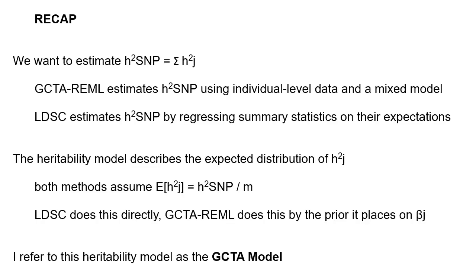So to summarise, there's two main approaches for estimating SNP heritability, GCTA and LD score regression. The main difference of these two methods is that GCTA requires individual level data, whereas LD score regression requires only summary statistics. But also, the main similarity is that both methods assume the same heritability model. In particular, they both assume that each SNP is expected to contribute equally towards SNP heritability. And I will be referring to this heritability model as the GCTA model.